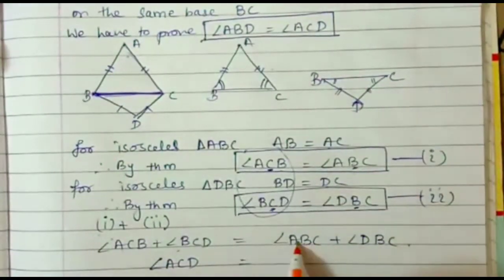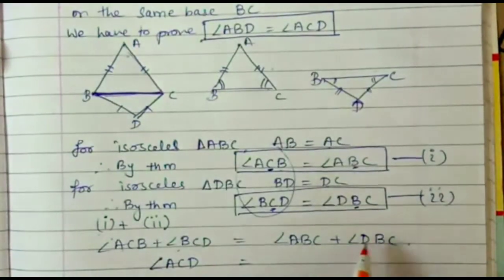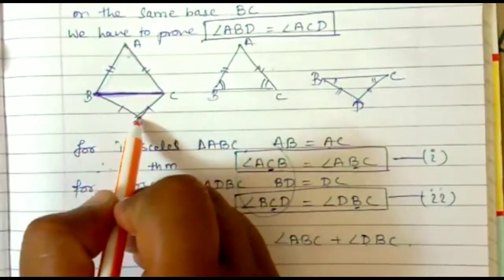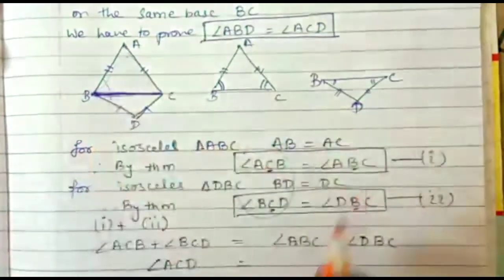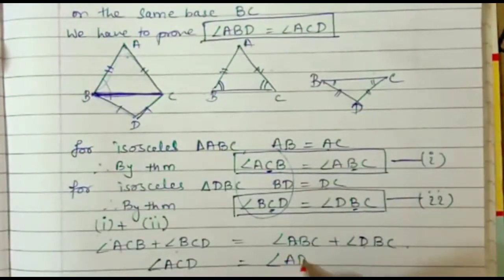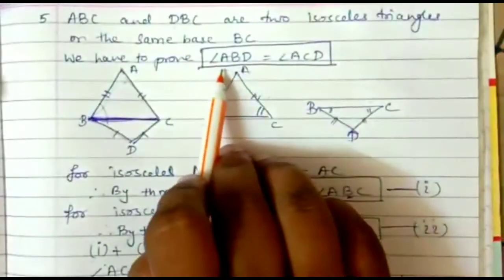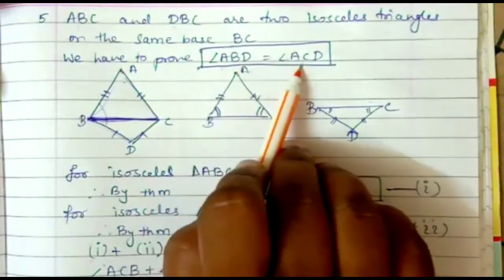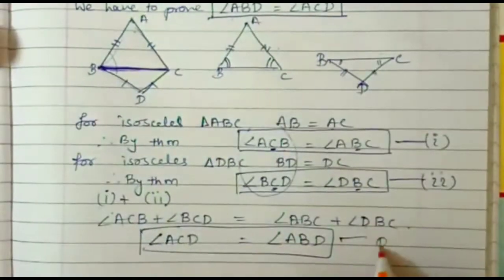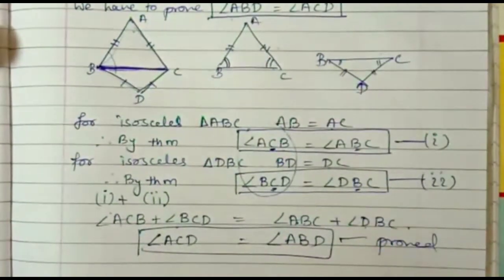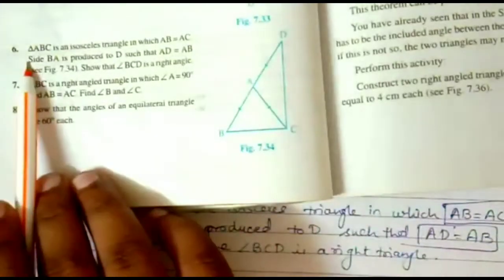And in the same way, what is angle ABC plus angle DBC? So this is angle ABC plus DBC will make full angle B. So here it will be angle ABD. And this is what we needed to prove. It was already given in the question to prove angle ABD and ACD are equal, and hence the result is proved. So you can see our next question, 6th question.